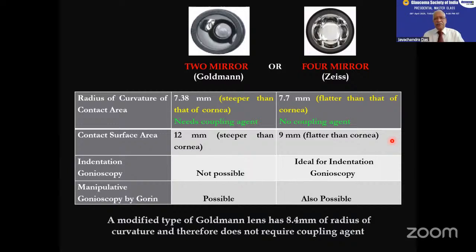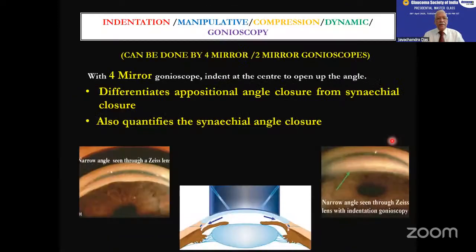But the main advantage of the 4-mirror is that you can do indentation gonioscopy, and there's a lot of confusion about it. There is indentation gonioscopy, manipulative gonioscopy, compression gonioscopy, and dynamic gonioscopy. They're all practically the same. They use 4 mirrors with a smaller contact area. You press it on the central cornea. This is to see the angle forcibly.